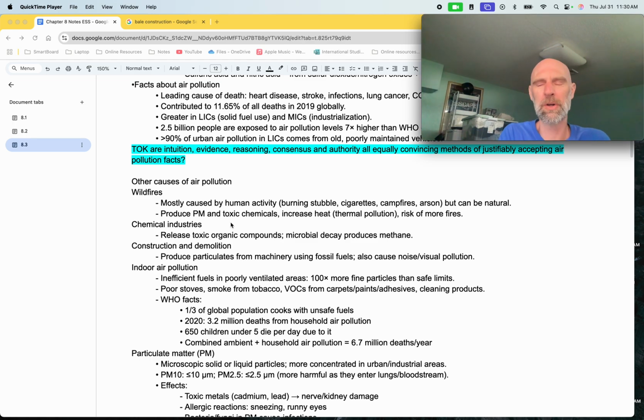Other causes of air pollution. Wildfires. These ones are affecting us in the Northeast United States. Mostly caused by human activity, burning stubble, cigarettes, campfires, arson, but can be natural as well. From the ones that I've heard, we're not experiencing as bad right now as we did a few years ago. What happens is the trees off in Canada, which really shouldn't be burning as much as they are. But just guess what? Global warming, the temperature stays warmer during the winter time, so the ground doesn't really freeze as much, and the fire smolders underground, and then come springtime, it just roars back up. It's called a ghost fire.